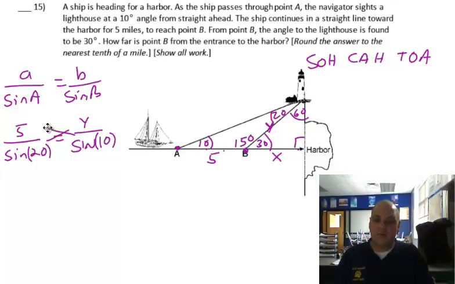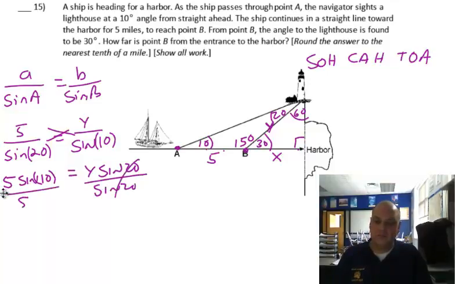Now you can cross multiply. 5 sine 10 equals Y sine 20. Divide by sine 20. And that comes out to be 2.5385... and you don't round that.